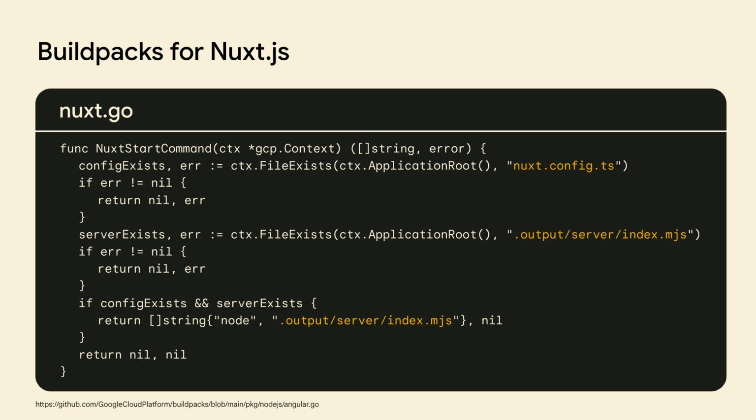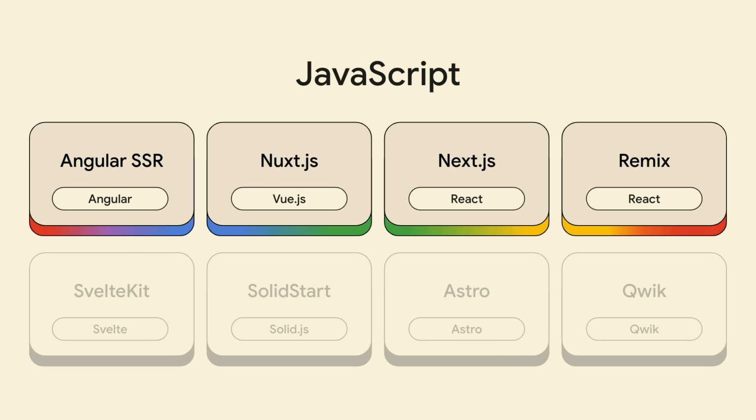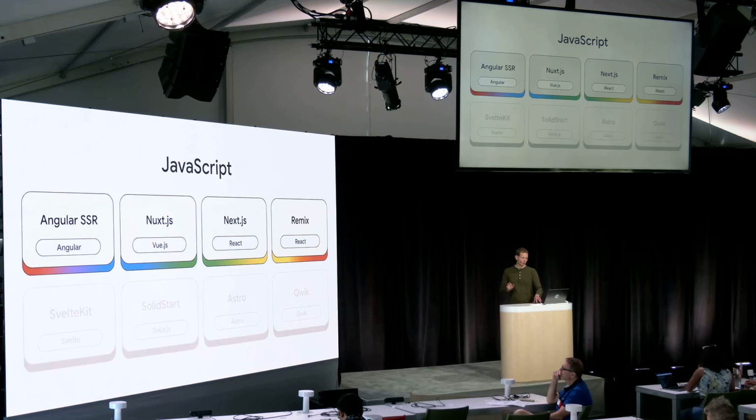So that detection that we talked about earlier is saying if this project has a nuxt.config.ts file and it's got this .output/server/index.mjs file, that's how we're going to run it, because that's what the documentation says. So we're going to run node .output/server/index.mjs. That's how we run Nuxt.js applications on Cloud Run. So that is what build packs is doing for us under the hood. So that's how we deployed those first 4 applications.